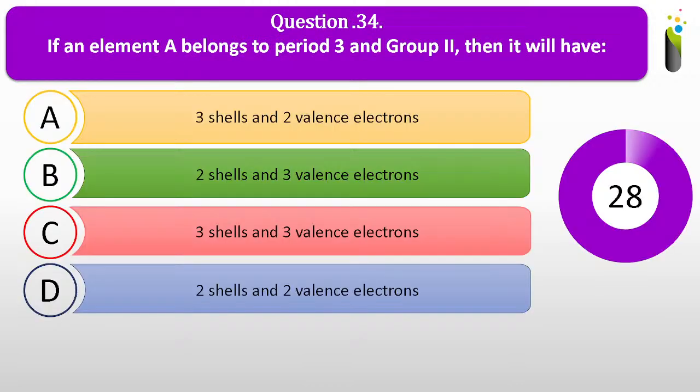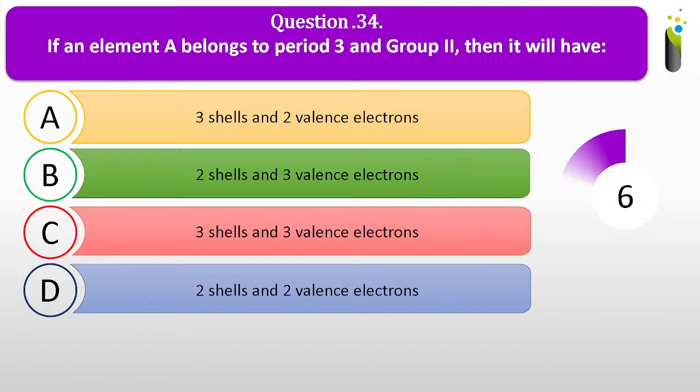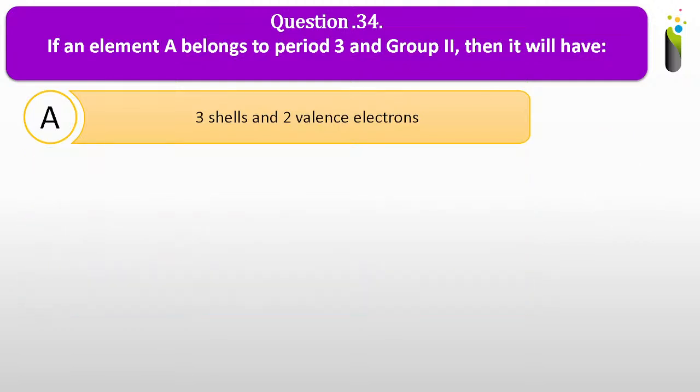Going to the next question number 34. If an element A belongs to P, so answer me for question number 34. And the correct answer for this question is A. It will have 3 shells and 2 valence electrons. So if an element A belongs to the period 3 and group 2, then it will have 3 shells and 2 valence electrons. Coming to the next question, question number 35.